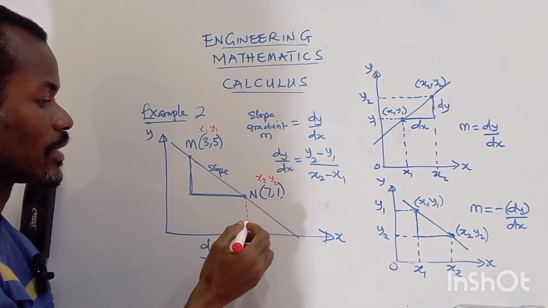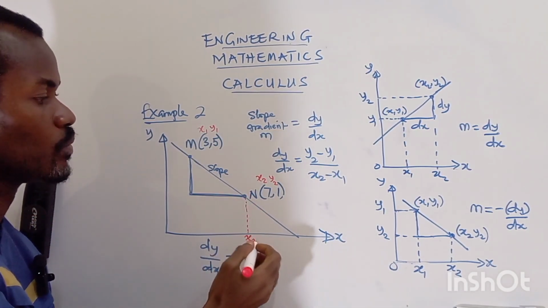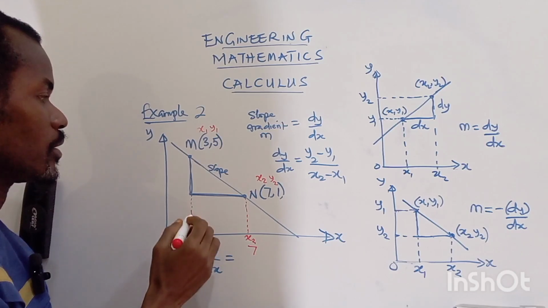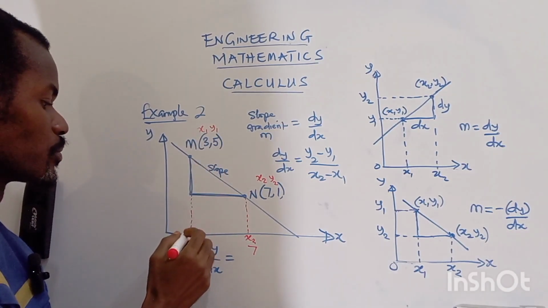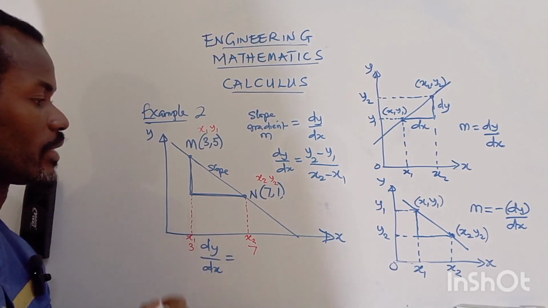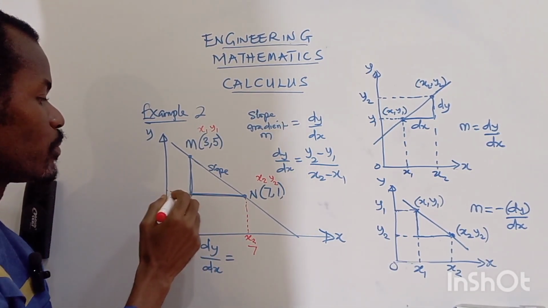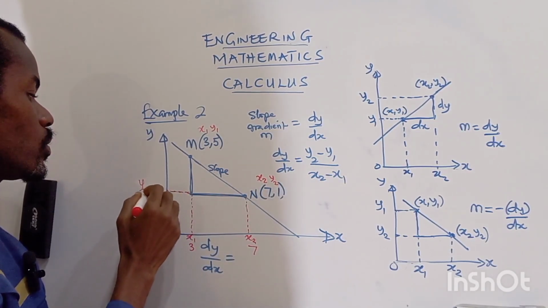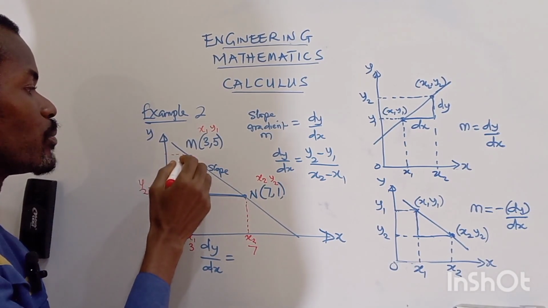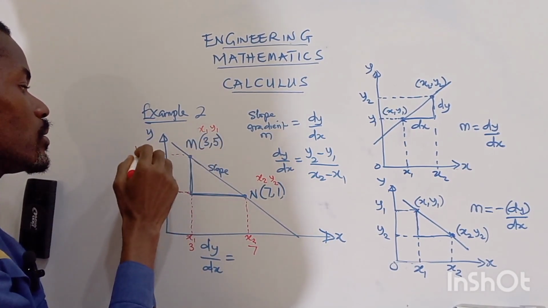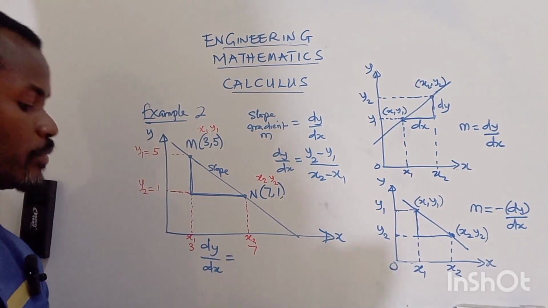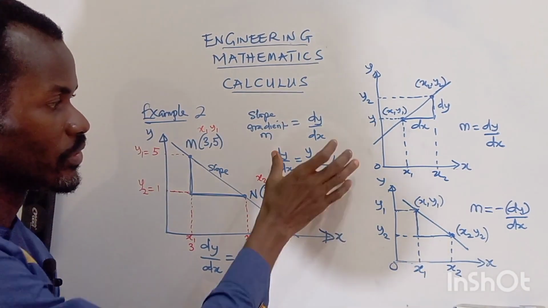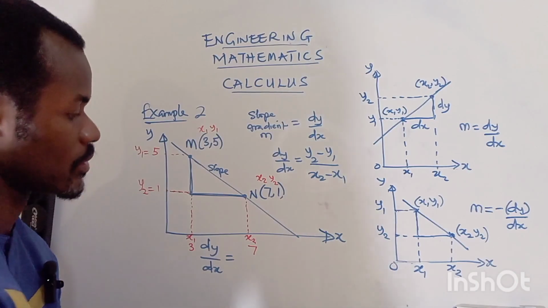If you look at this point here, we have your x2, which is 7. And at this point here you have your x1, which is 3. At this point you have your y2, which is 1, and at this point you have your y1, which is 5. So based on this, we can now substitute and see what that gives us.